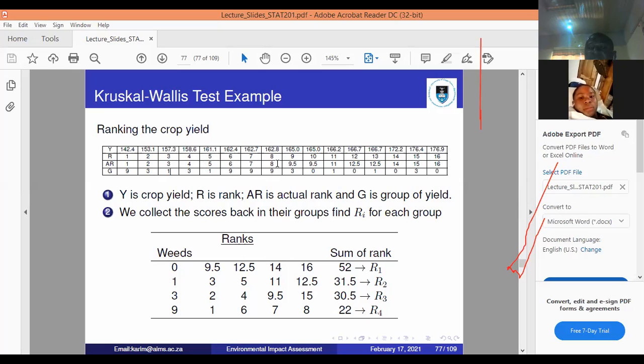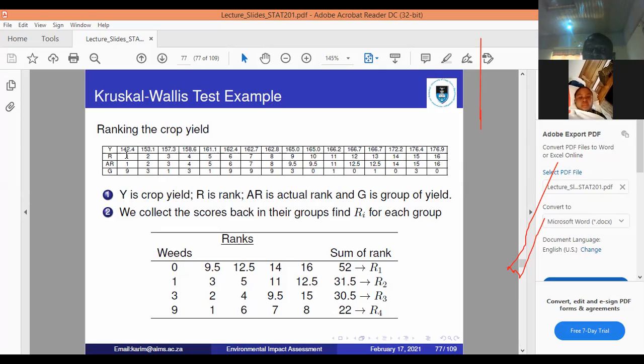Now after 8, you can see that 165 and 165 have the same value, and the positions are 9 and 10. So we add positions 9 and 10 to get 19, and divide by 2, which gives 9.5. So here we have 9.5, 9.5. Then we have 11. Then when we get to 166.7, 166.7, the positions are 12 and 13. We add them and divide by 2, and that gives 12.5 as their ranks. Then we have 14, 15, and 16.